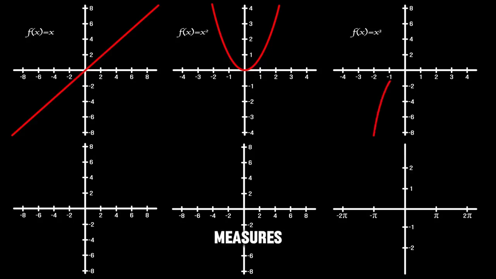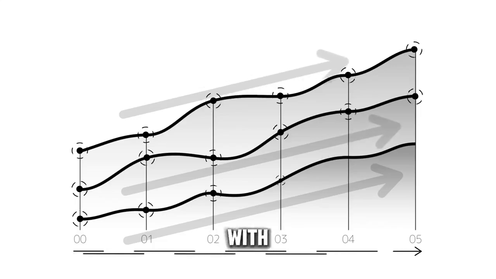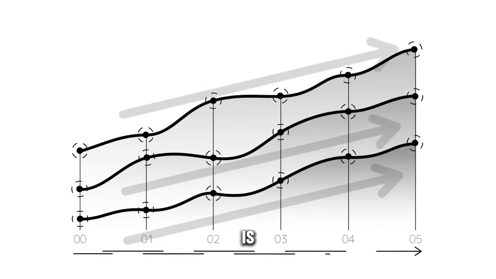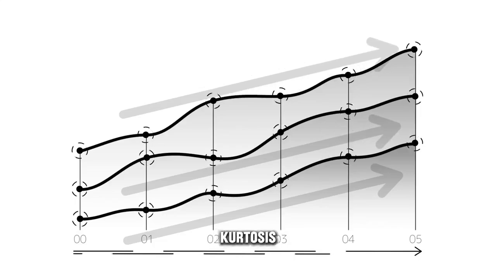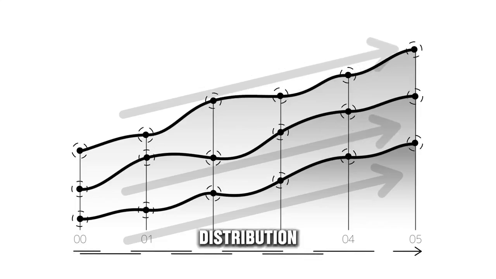We use two key measures to describe how our data deviates from this ideal shape: skewness and kurtosis. Skewness measures asymmetry. A positive skew, with a long tail of high values, is very common in mineral deposits. Kurtosis measures the peakiness of the distribution.